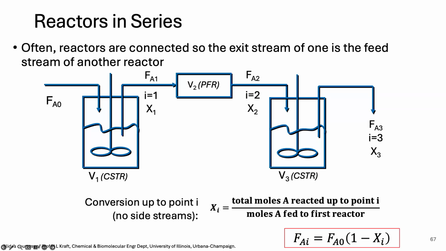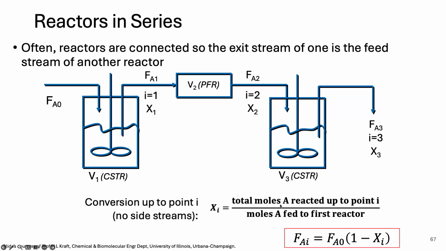In this case, we can still use conversion to aid us in the design process, but we want to think about conversion in a slightly different way. We can think about it as the conversion out of one of our reactors, as well as the subsequent one, and then overall. We'll define our conversion as X sub i, the conversion up to a point i, where i is 1 after the first reactor, or 2 after the second reactor.